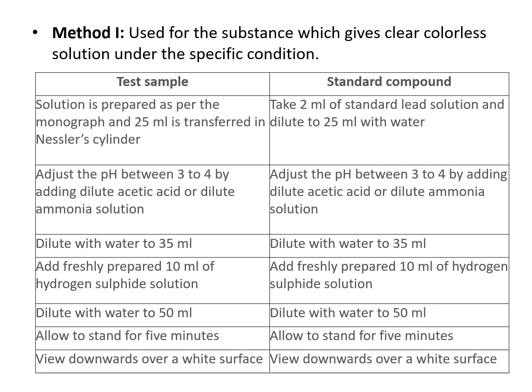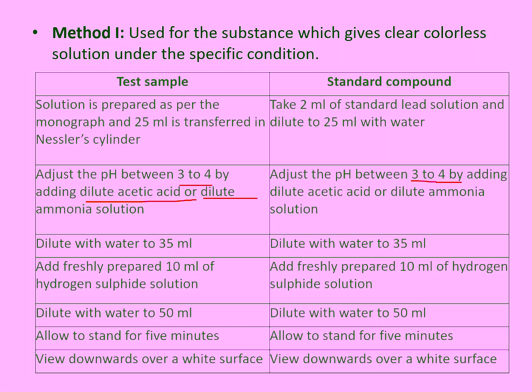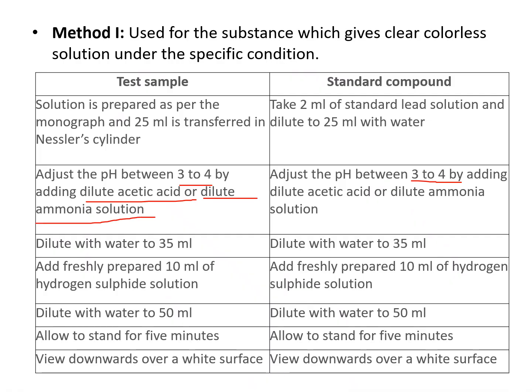Next, we have to adjust the pH to 2 to 3 in the case of both the test and the standard. For adjusting the pH, we add dilute acetic acid or dilute ammonia solution. If the solution is more alkaline, we add acetic acid, and if the solution is more acidic, we add the ammonia solution. Then dilute with water to 35 ml in the case of both the standard and the test.